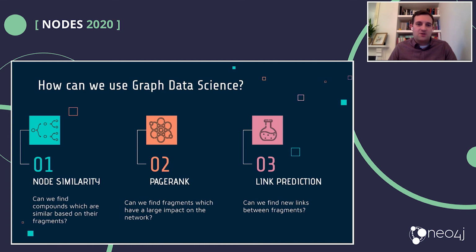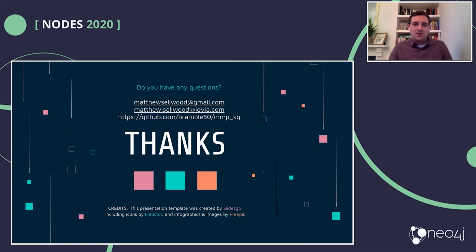So what we've shown you today is how we can use some of the graph data science libraries, such as the node similarity algorithm, the PageRank algorithm, and link prediction, on a matched molecular pair data set to find new things out about the data that we're looking at, and try and make the most value out of the data. I would encourage you to have a go with your own data sets if you're in pharma and you have these data sets, and try it out. I think there's a lot of value that can be added with these data sets, so I would encourage you to go for it.